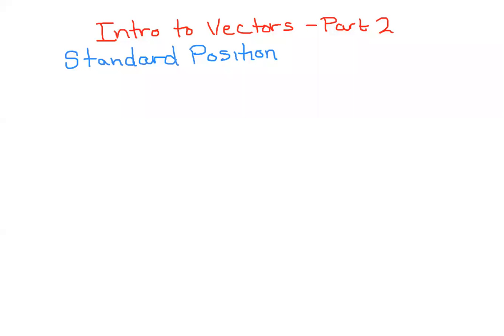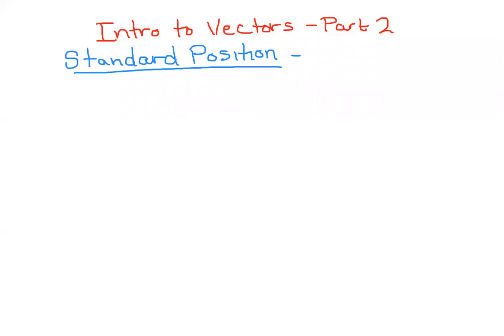Okay, pre-calc, here is the intro to vectors part 2. Last time we talked about what a vector is and the types of vectors and how to prove that vectors were equivalent. And now we're going to talk about what it means to have a vector in standard position.